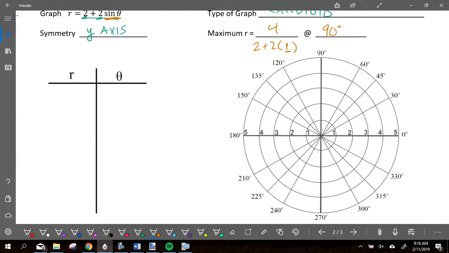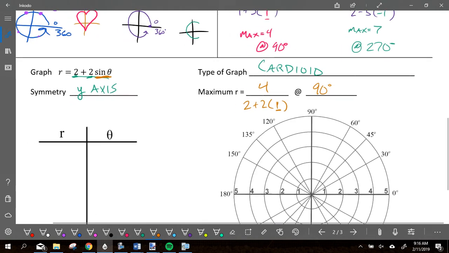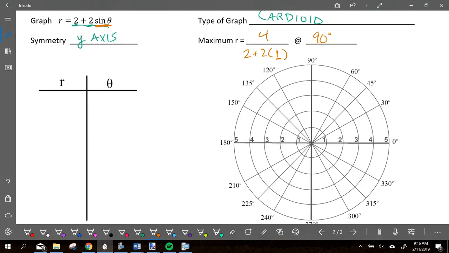We know a point on our graph. We know the point is (4, 90). Okay, that is a maximum value, (4, 90). I'm going to put that dot right there. That's the first ordered pair that I have here. No point in this graph am I going to ever have an R value that's bigger than 4. That's the biggest one we could come up with. That's why we call it the maximum.